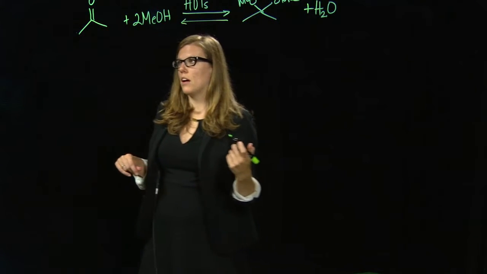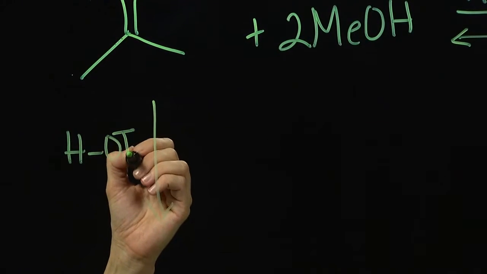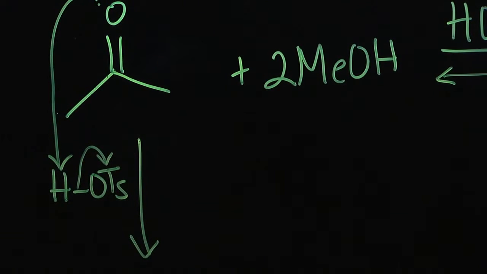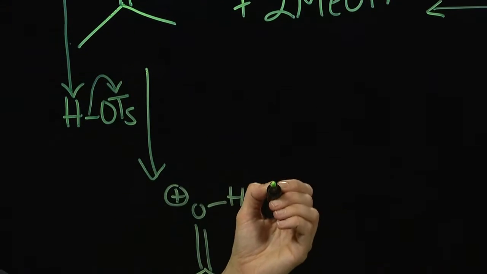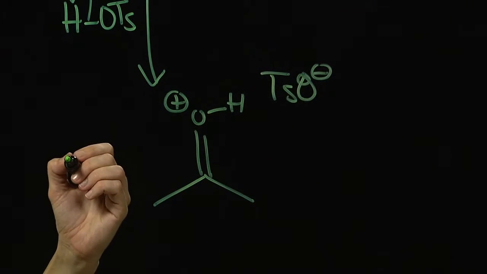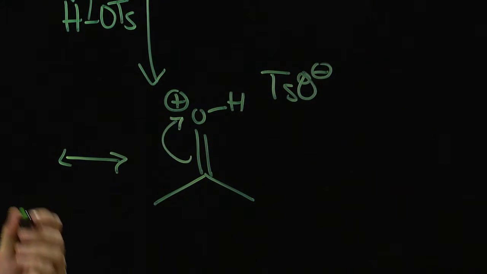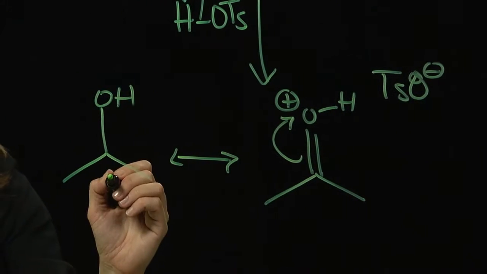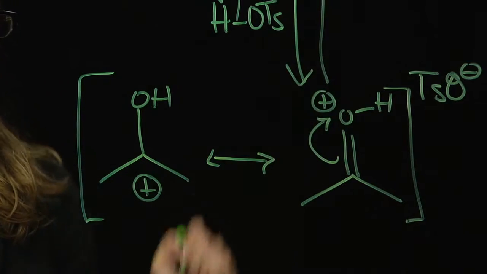And so the first step of acetal formation is protonation of the ketone. The electrons of the oxygen pick up the proton and kick out the tosylate anion. And so we've made a positively charged oxygen, and the counter ion is the tosylate anion. This protonated carbonyl structure we know is resonance stabilized, and the electrons from the carbon-oxygen double bond can be pulled up to the oxygen to leave behind a carbocation. And so the protonation step is reversible.